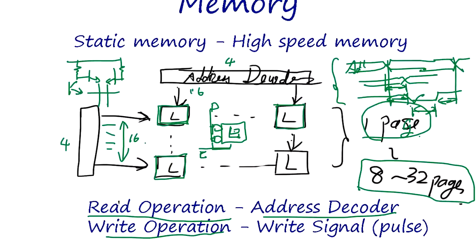Emitter coupled. And this goes to this, or this goes to this, this goes to this. It's a feedback loop. This will make a latch. Okay, so that's static memory.